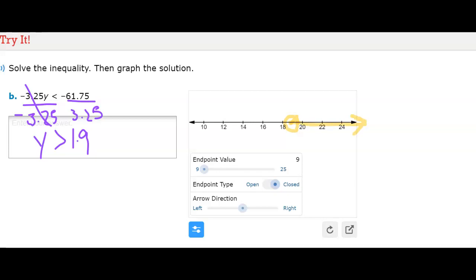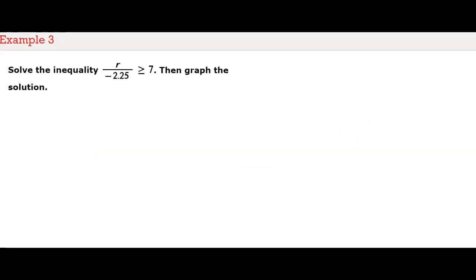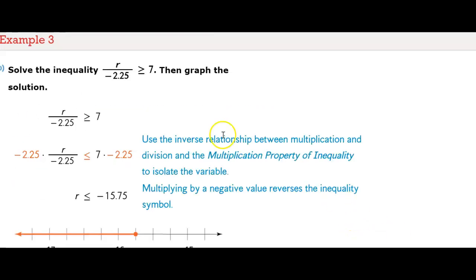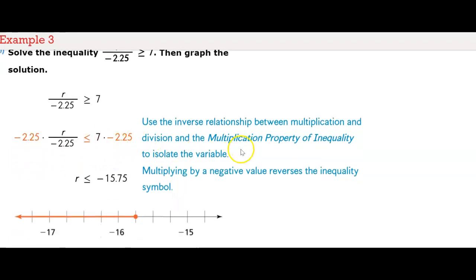And that's it. Solve the inequality r divided by -2 and 25/100ths is greater than or equal to 7. Then graph the solution. They are multiplying the -2 and 25/100ths on both sides. They changed the direction of the symbol because we are using a negative. And so because of that, that changes. And now that cancels out. We're left with r. 7 times -2 and 25/100ths is -15 and 75/100ths.